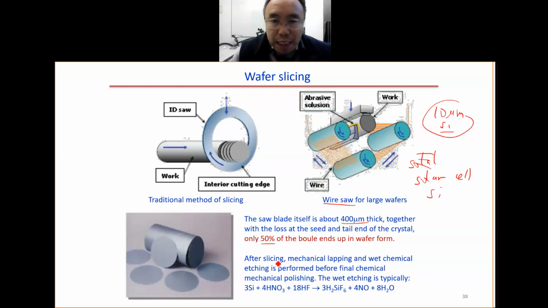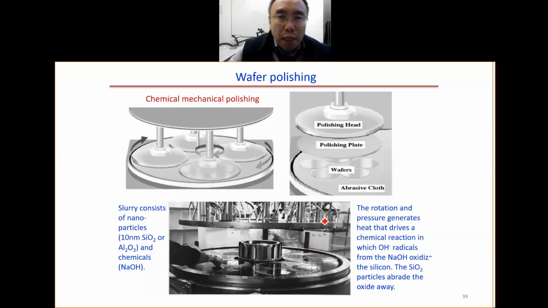After the slicing, we do a chemical etching process. This wet chemical etching is done using nitric acid and hydrofluoric acid to form this etching product. Then we do the wafer polishing. Here we have something called a slurry.